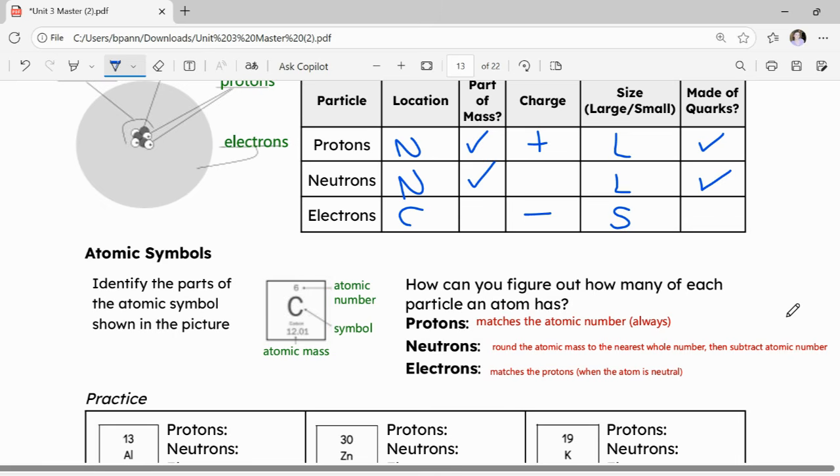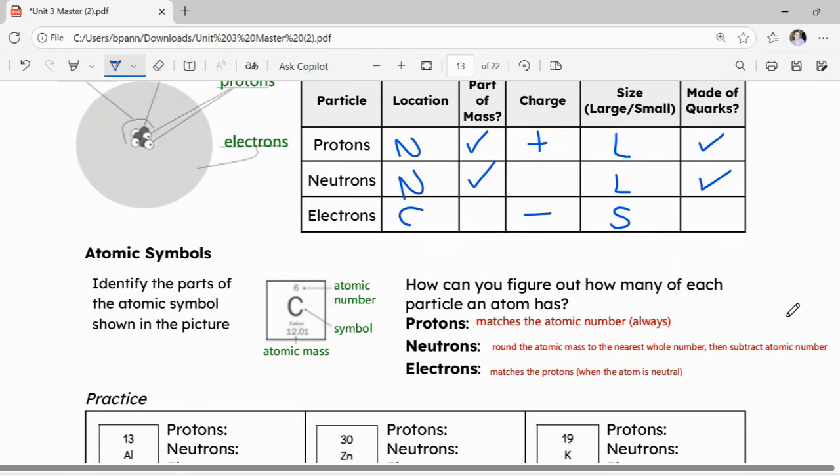We learned that for our protons, neutrons, and electrons, we can use these numbers to help us figure out how many of each particle we have in an atom. Of course, you don't need this if you're looking at a picture of an atom when you can just count the particles. But if we can't count the particles, we'll need to use these rules to help us figure out how many particles there are. The number of protons always matches the atomic number. There are no exceptions to that rule. The number of neutrons is a little bit tricky. It's not shown on the periodic table.